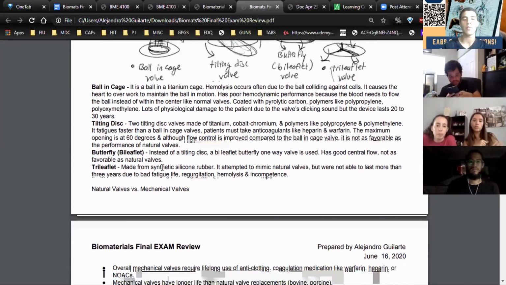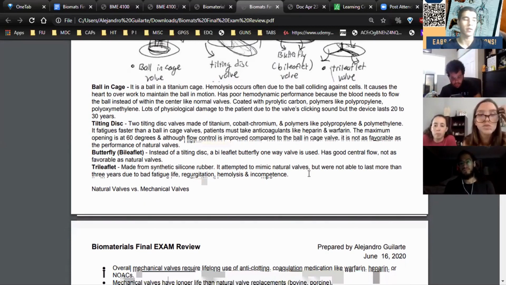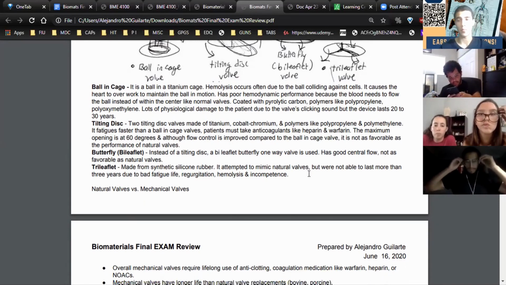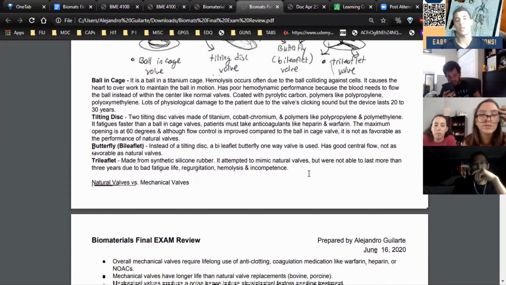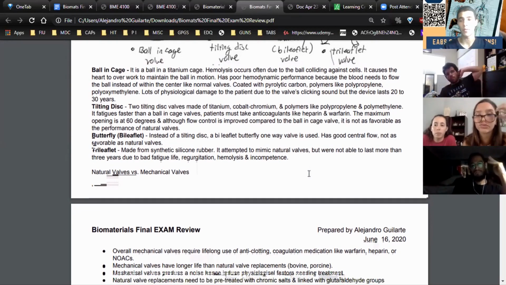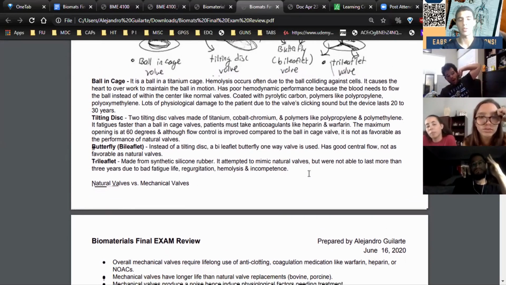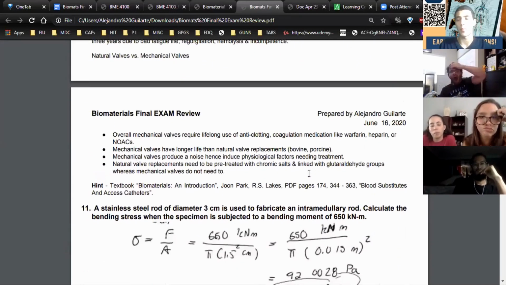And finally, the tri-leaflet valve made of synthetic silicone rubbers. It attempted to mimic natural valves, but actually failed miserably because of the poor fatigue resistance and poor fatigue life. Other problems include regurgitation, hemolysis, and incompetence. If you want to, in the book there are several more models that they mention that you can read up on.